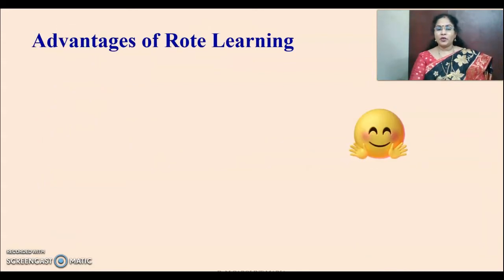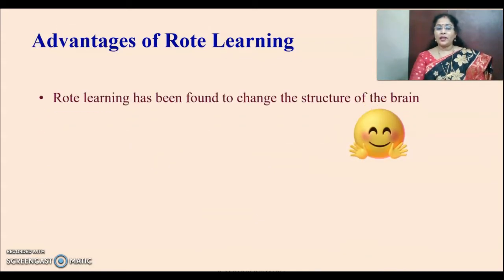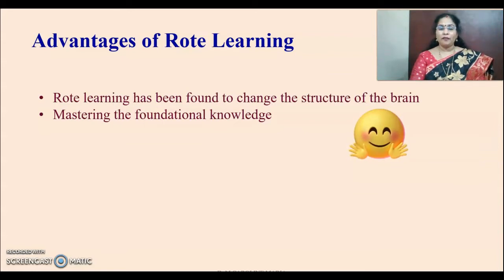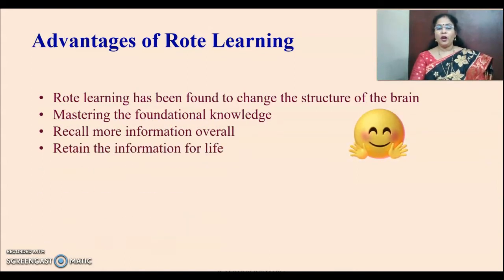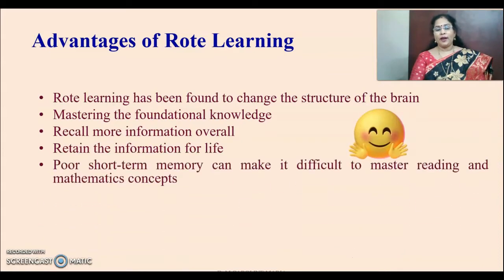What are the advantages of rote learning? Rote learning has been found to change the structure of the brain, because if we repeatedly do something, it will have its own impact on the brain. It will help us to master the foundational knowledge with regard to alphabets, numbers, number names and multiplication tables, etc. And it helps us to recall more information overall and retain the information for life.